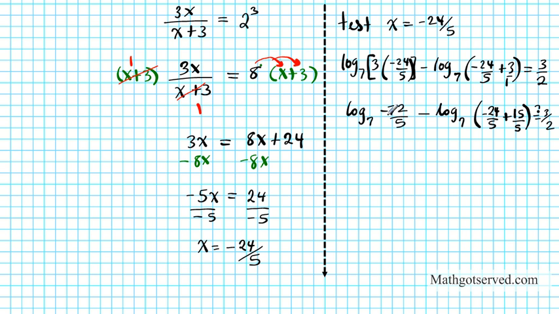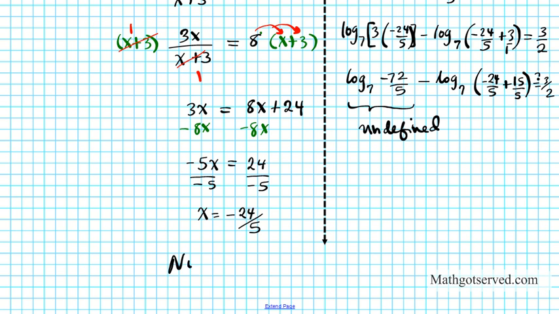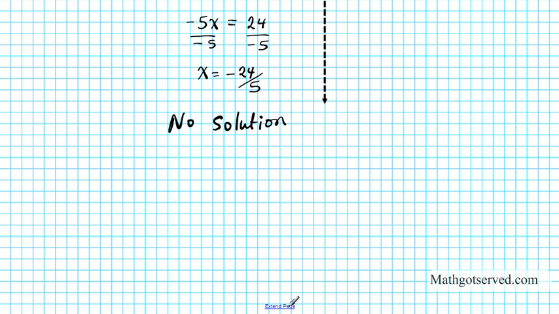Now if you look here, this is a negative logarithmic argument already, so this term right here is undefined. Because remember, you cannot have a negative logarithmic argument. If you do, that means this expression is undefined. So in this case, we have no solution, since our input is undefined. We have no solution to this equation. Alright, let's move on to the last question.